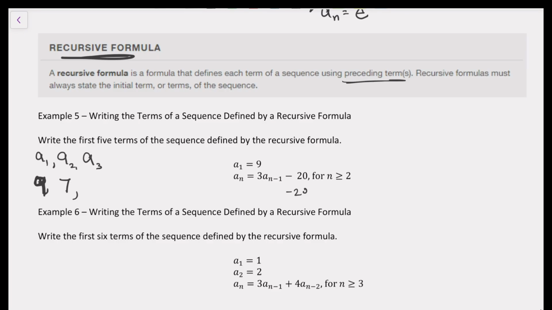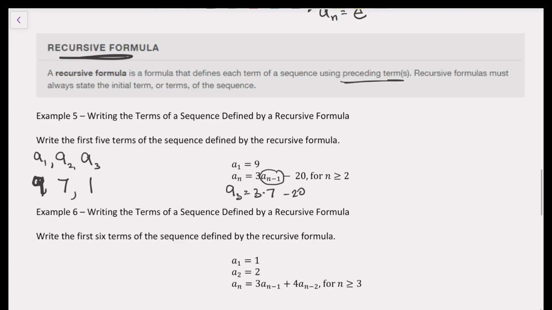Let's do a sub 3 now. If I'm doing a sub 3, it's 3 times the previous, so a sub 2, which is 7, and then minus 20. So that's 21 minus 20, and we get a 1. A sub 4, when n is a 4, this will become a 3 a sub 3, which we know is 1. So 3 times 1 minus 20. So 3 minus 20, a negative 17.